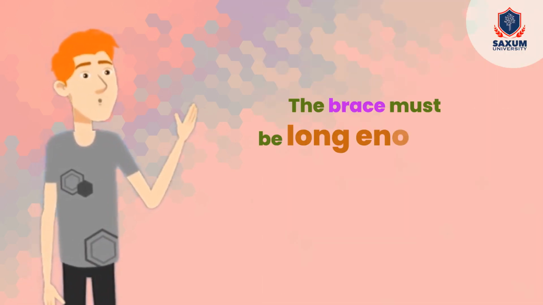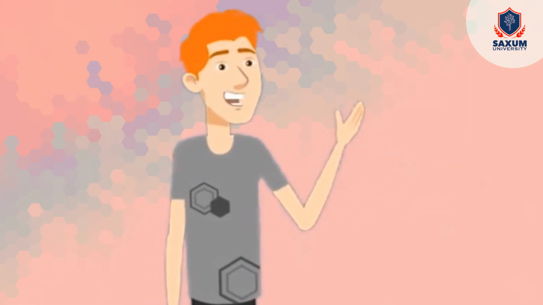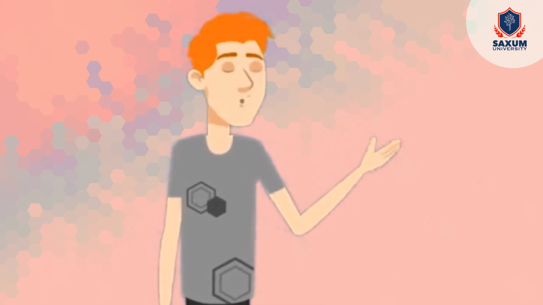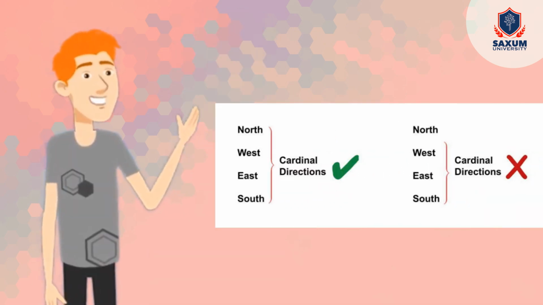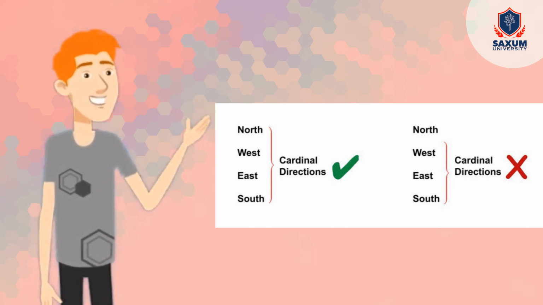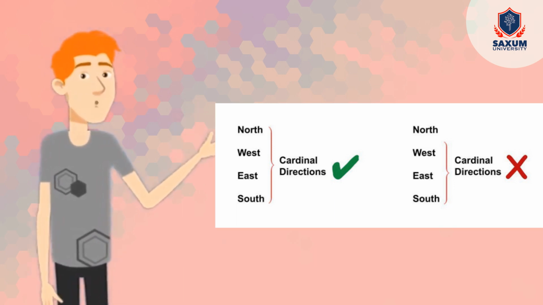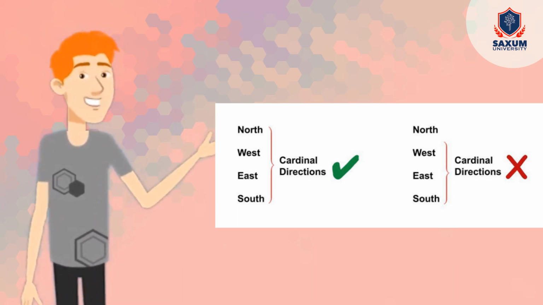The brace must be long enough to include all the parts of the list. Otherwise, people may think that the sections that are not in the area covered by the brace are not part of the list. North, west, east, south are the cardinal directions.